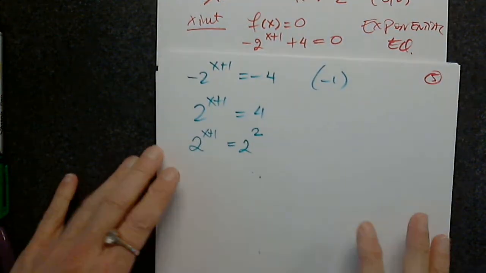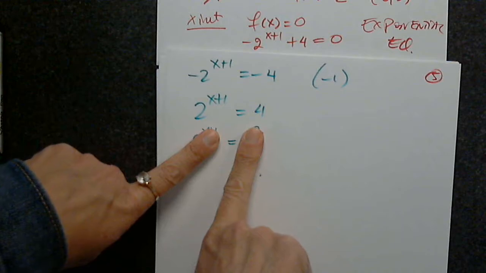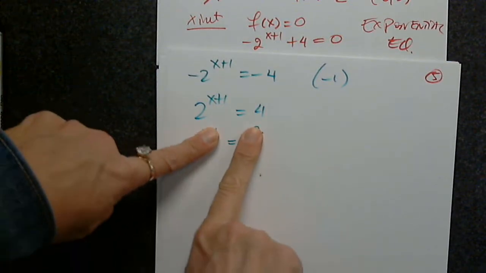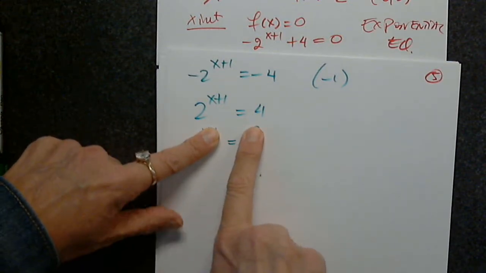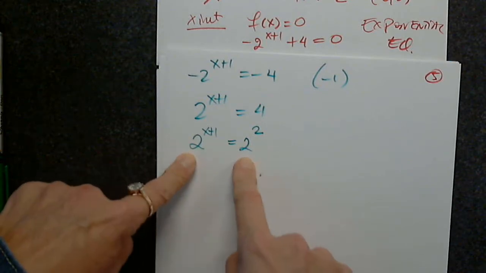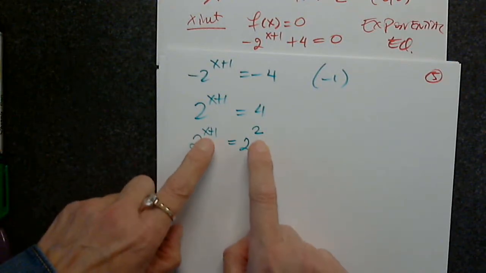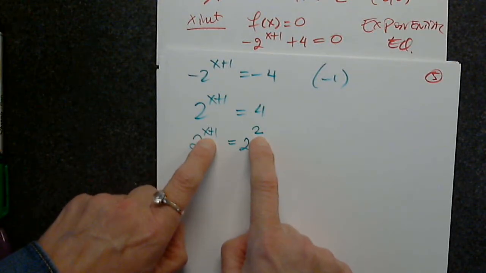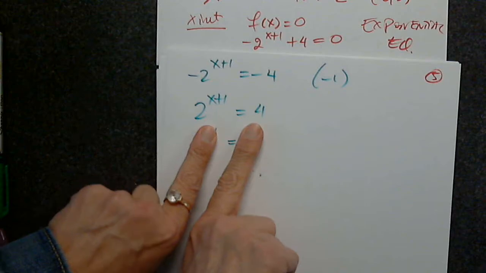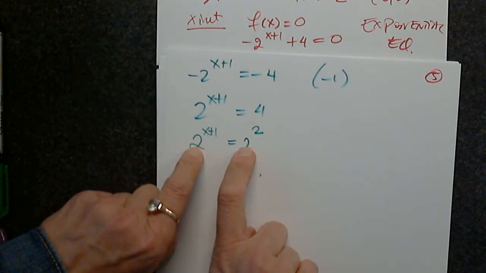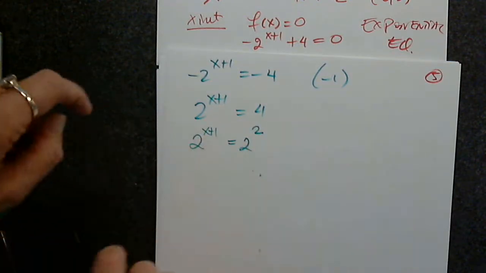Here's how we think. Two numbers are equal. That's what this says. Left-hand side equals the right-hand side. And they have the same base. What has to happen to their exponents? They must be equal. One more time. Two numbers are equal. They have the same base. Their exponents must be the same.